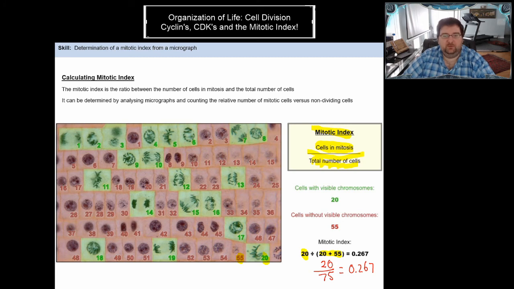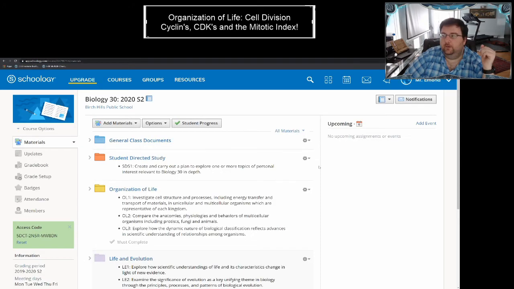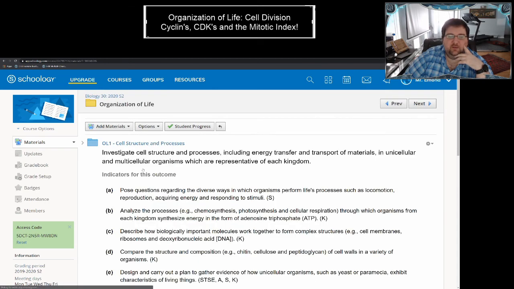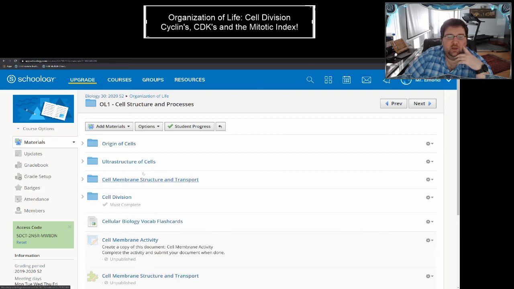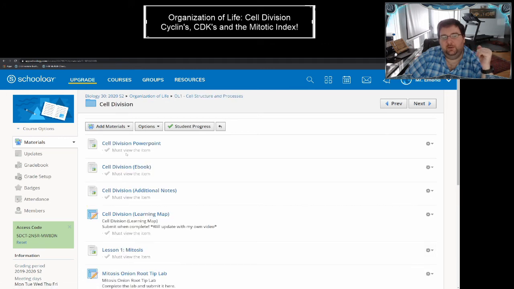What we're going to do very quickly before we end the stream for the day is switch our view here. On Schoology here, we can see our unit organization of life. We're coming to the very end of it. And here we are, cell division, the one we're currently working on, and you see must complete, and what you have to do. So you must view the PowerPoint that we're going through. You must look at the ebook that we're using and go through the additional notes.